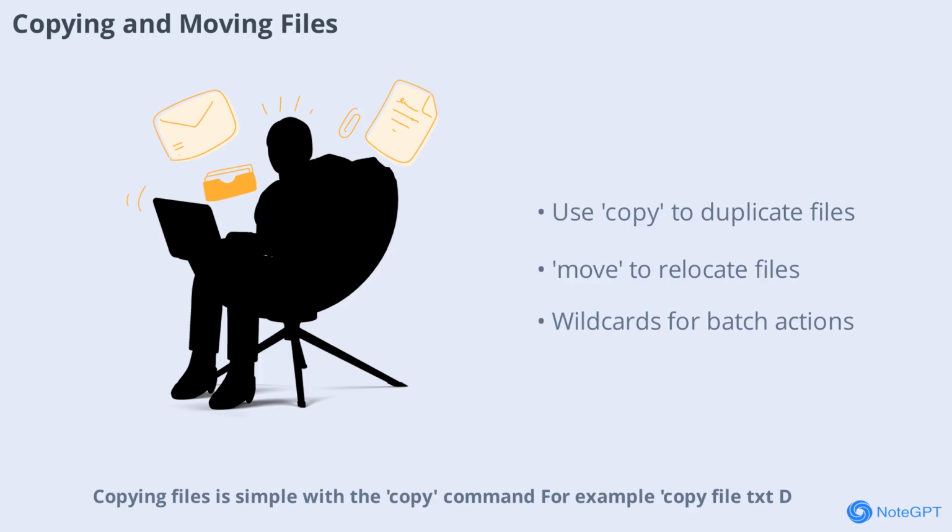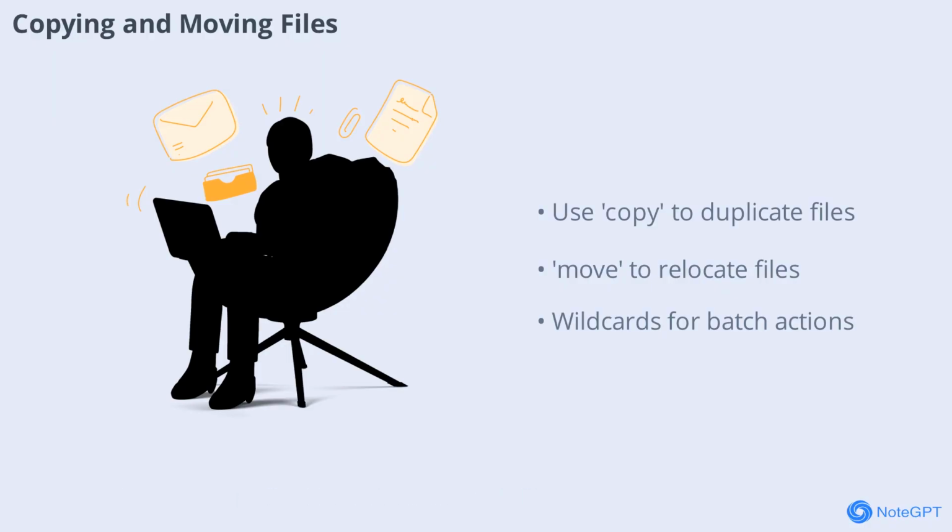Copying files is simple with the copy command. For example, copy file.txt D:\backup copies file.txt to the backup folder on drive D. To move files, use the move command in a similar way. These commands save time when organizing files, especially for batch operations. You can also use wildcards like an asterisk to copy or move multiple files at once. Practice with some sample files to see how these commands work in real situations.